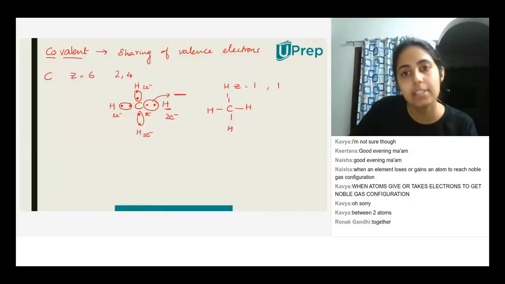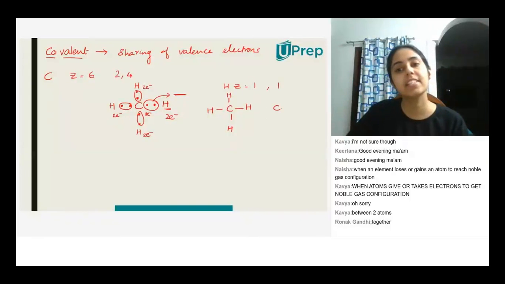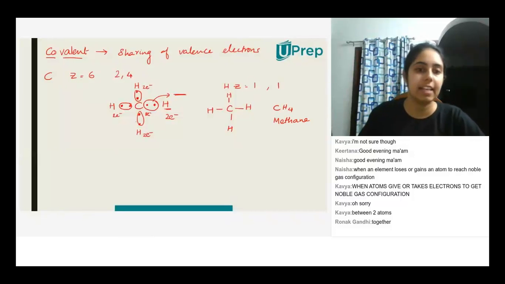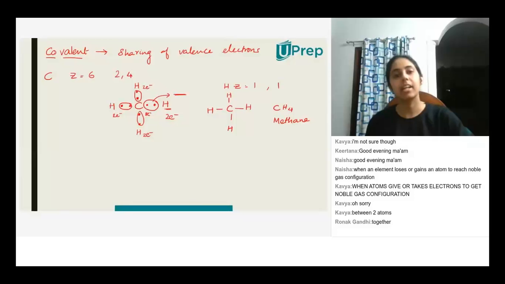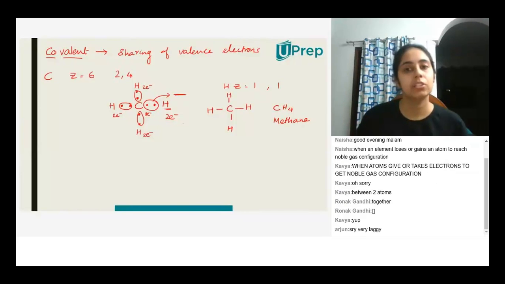Okay, so this is CH4. So this is the structure of methane. Ma'am, sometimes there are two lines or like that. Why? I will tell you that. So CH4 is nothing but methane.